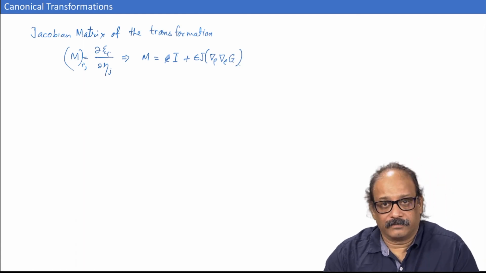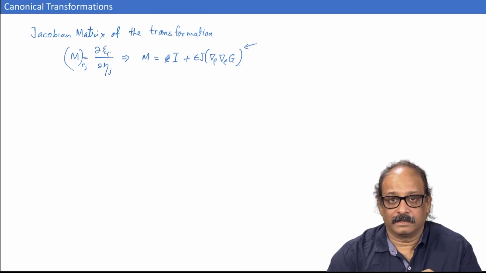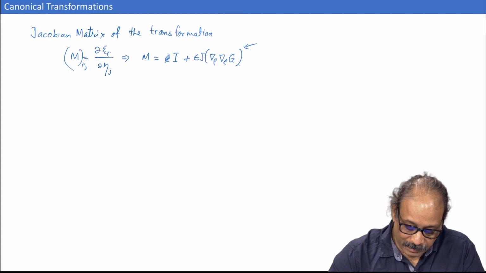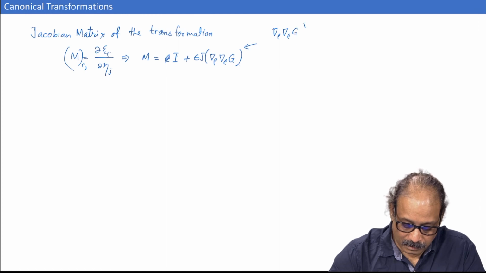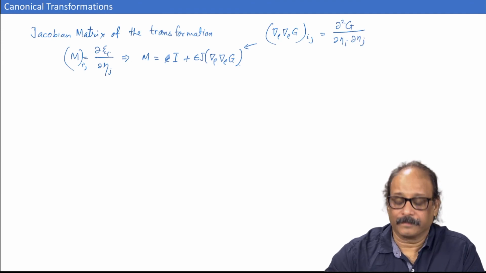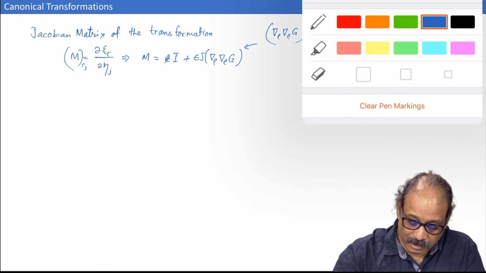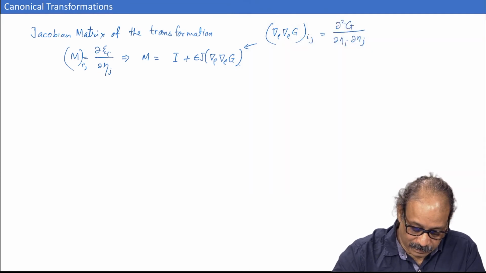Okay. To be careful, I will again rewrite this. What does this matrix mean? This is again a 2n by 2n matrix. Remember, the ijth element of this matrix is nothing but the second derivative of G with respect to del eta i, del eta j. Okay. So, this is the Jacobian matrix of the transformation.